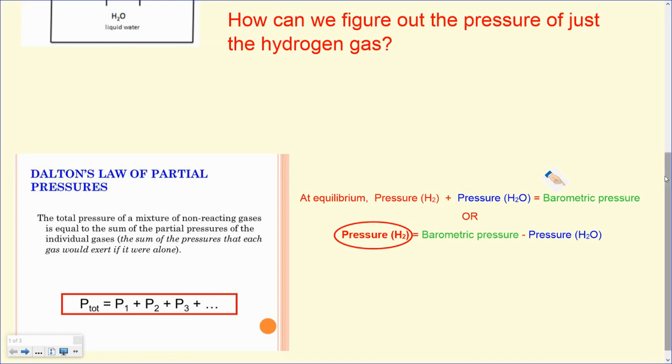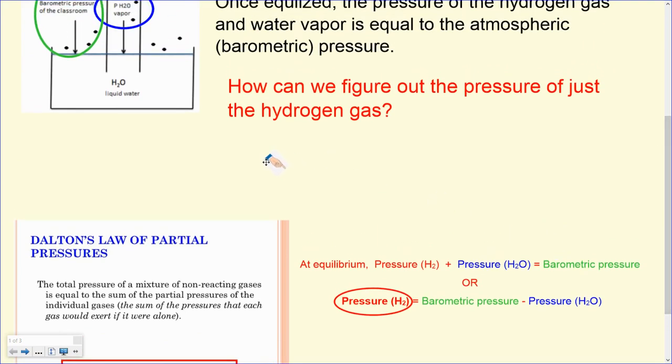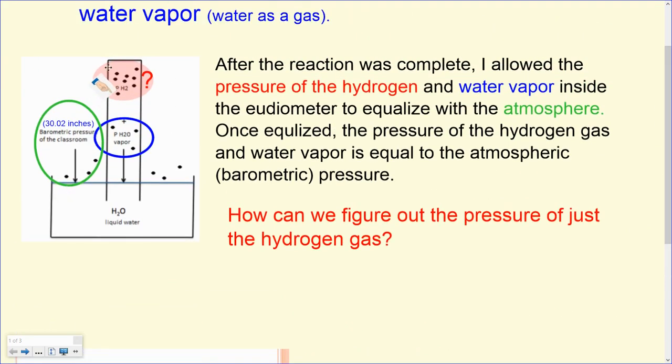So at equilibrium, the pressure of the hydrogen plus the pressure of the water must equal the barometric or atmospheric pressure. Let's go back up top here and just think about this again. So what we are saying is that in that eudiometer, the pressure of the hydrogen and the pressure of the water vapor together must equal the pressure of the atmosphere, or barometric pressure, because they're at the same height. So to figure out the pressure of just the hydrogen, it would stand to reason that if the total pressure of hydrogen plus water vapor equals atmospheric, then the pressure of the hydrogen would simply be the atmospheric pressure minus the pressure of the water.